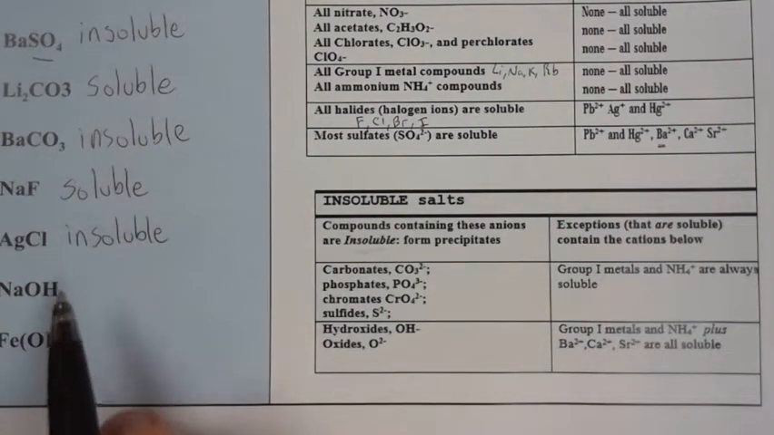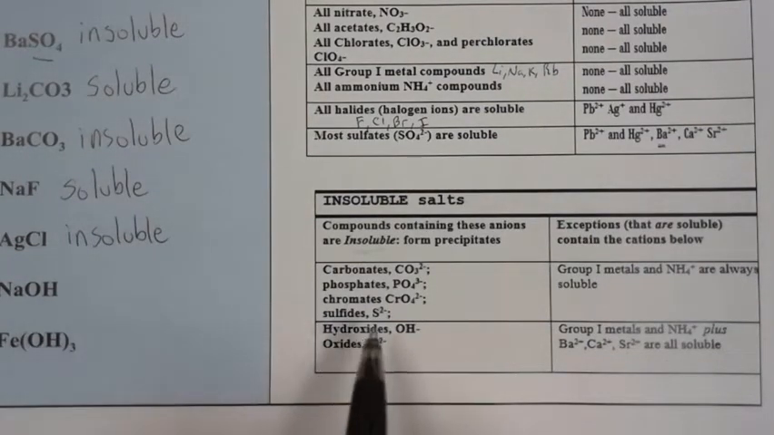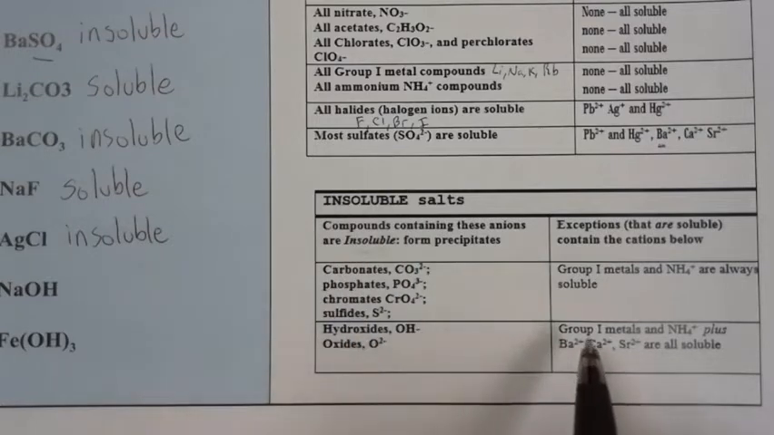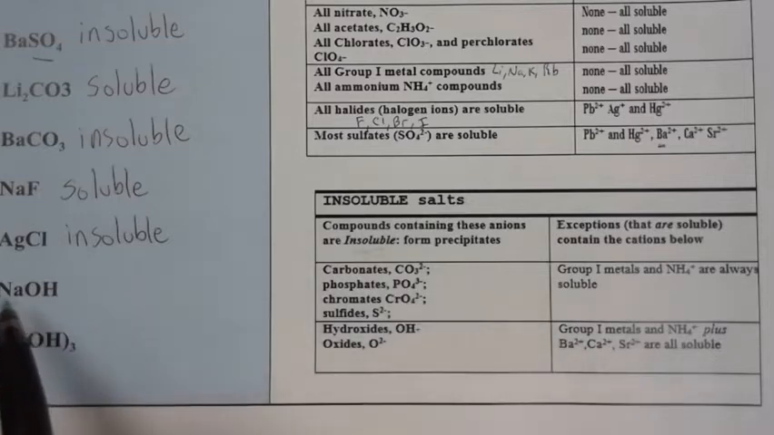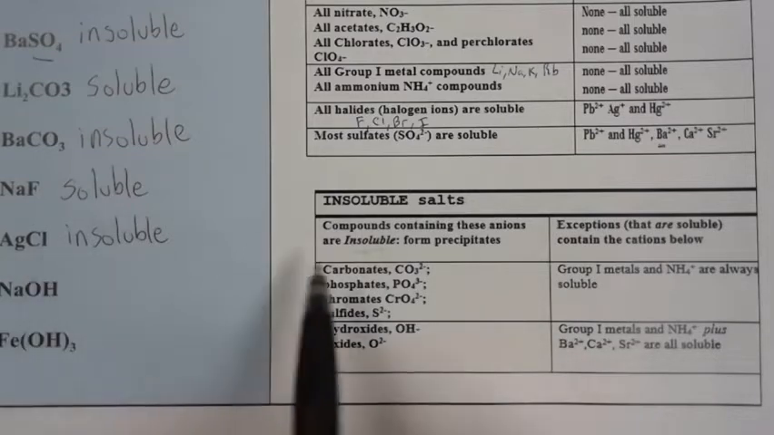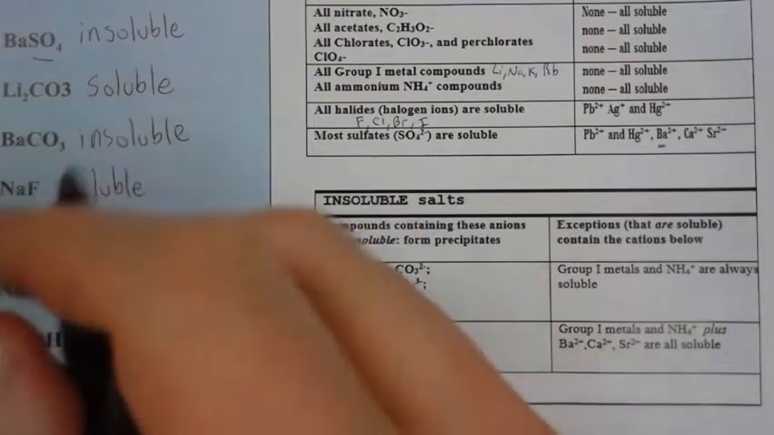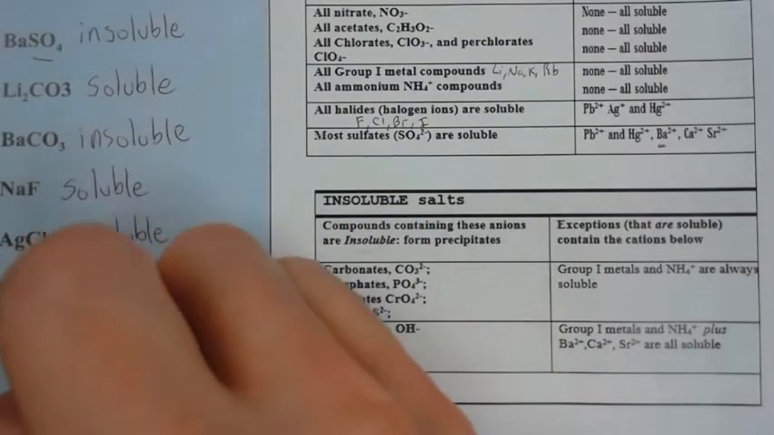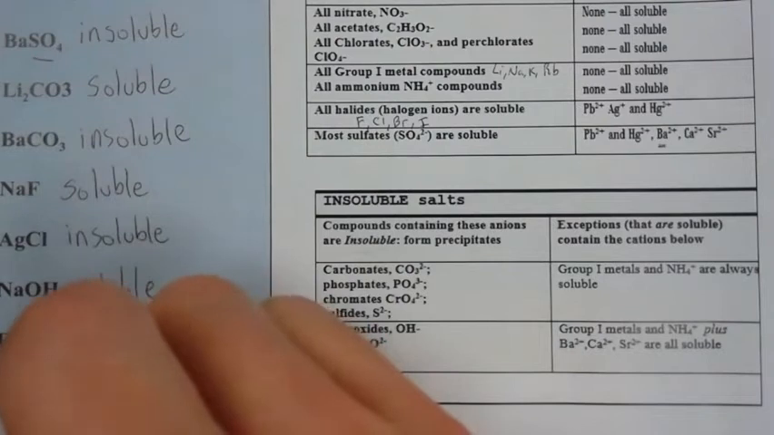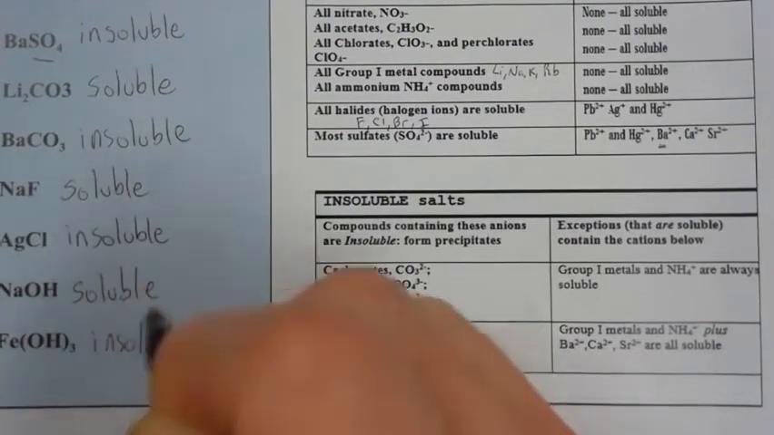And then for the last two, they both contain that OH hydroxide ion. And so hydroxides, again, are this really insoluble compound unless it's bonded with a group 1 metal, which it is here in sodium hydroxide. But if it's bonded to this iron 3 ion, that's not part of the exception rule, so then it still stays insoluble. So sodium hydroxide will be soluble. Iron 3 hydroxide will be insoluble.